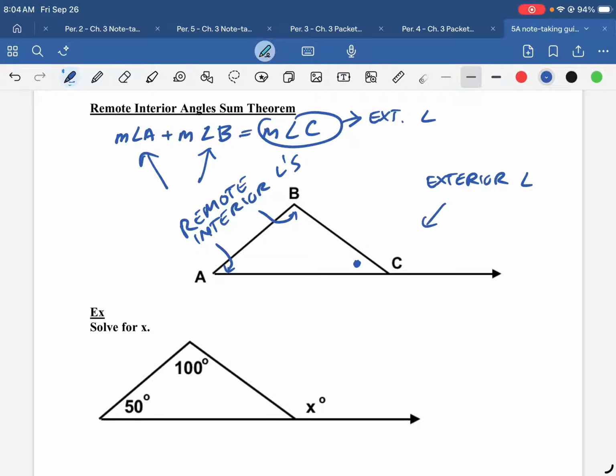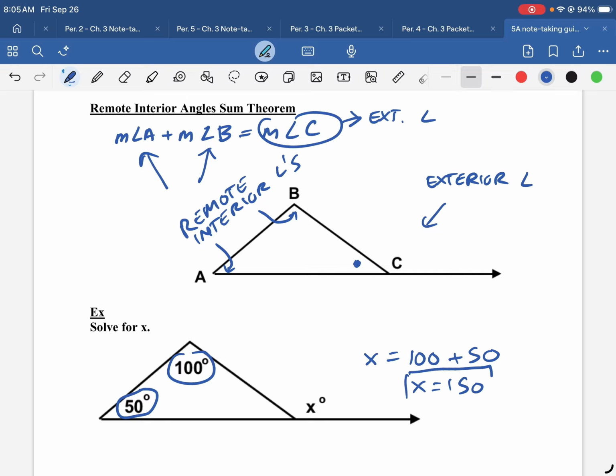Okay? So using that idea, on this next example, you could find the missing angle in the triangle and then use that to solve for x. That's fine. But you can also just take these two and add them up, and that should equal x. So x is going to be 100 plus 50. And that means x is 150, okay?